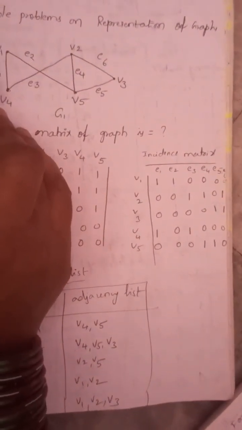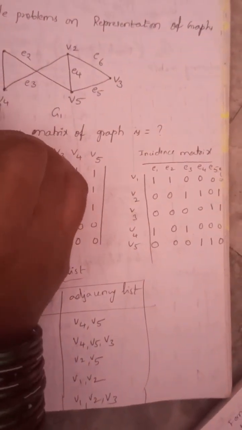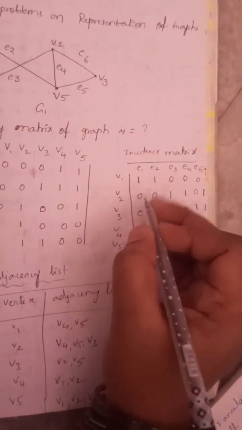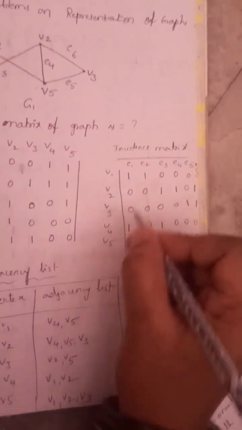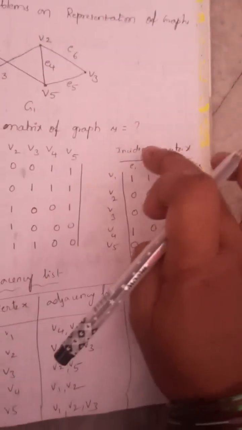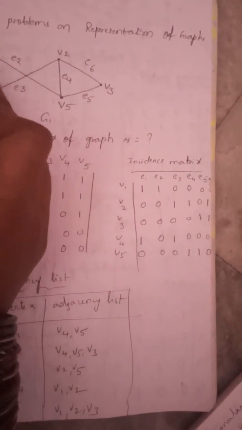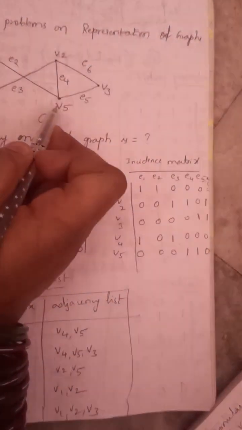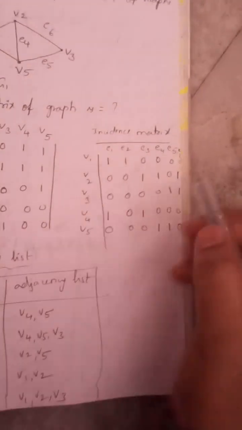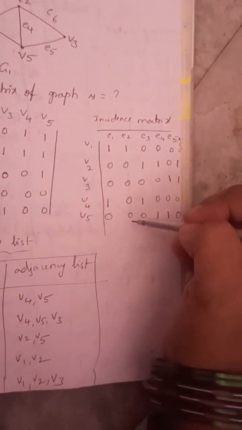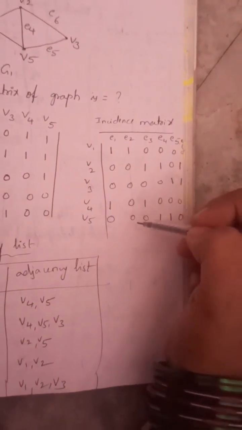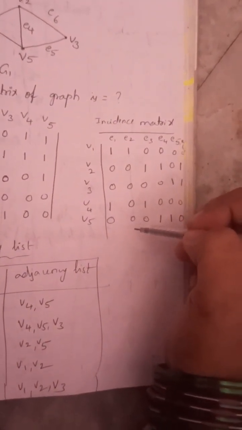E1 contains V1 and V4. So at V1 we will get 1, and at V4 we will get 1 for E1. 1, 1. Remaining all are 0. Like that we can complete column 1. And next column 2, if we take E2, E2 contains which vertices? V1 and V5. So at V1 and at V5 we will get 1 for E2.